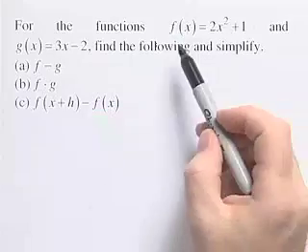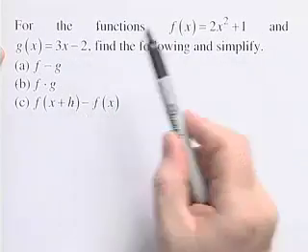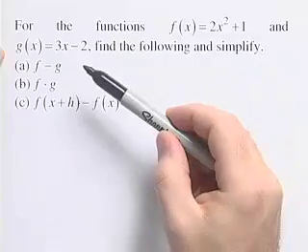For this next problem, we're going to look at some operations on functions. For the functions f of x equals 2x squared plus 1 and g of x equals 3x minus 2, we want to find the following and simplify.